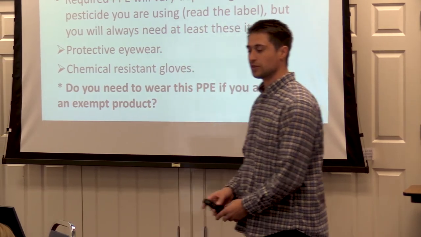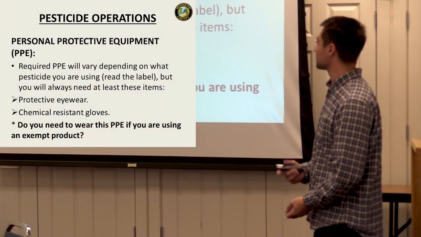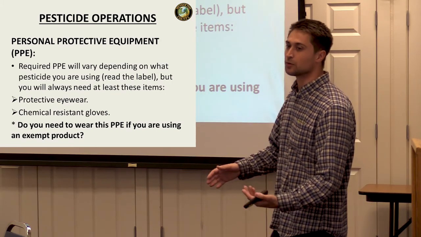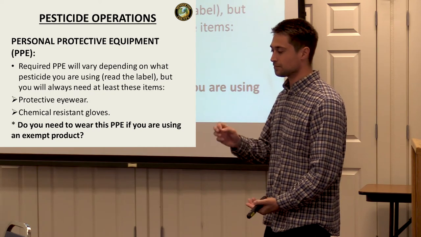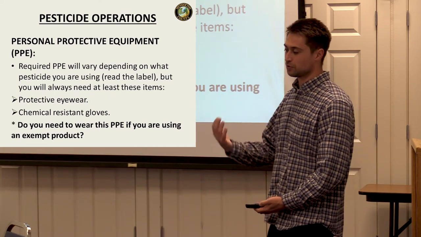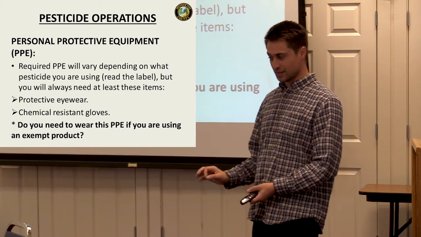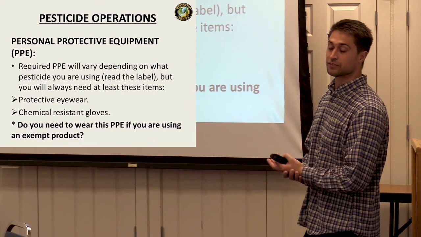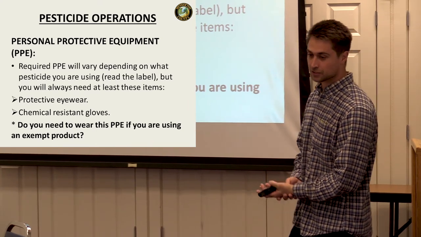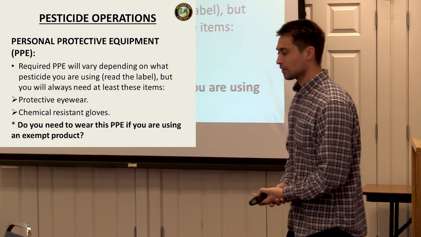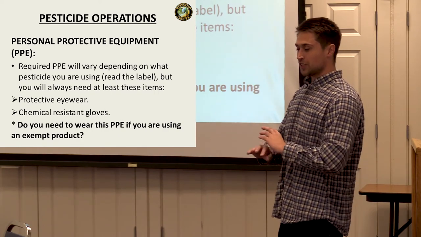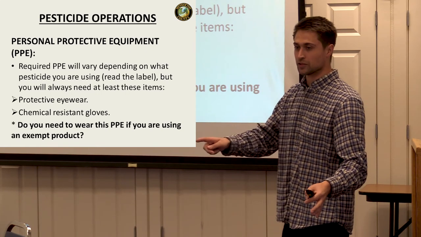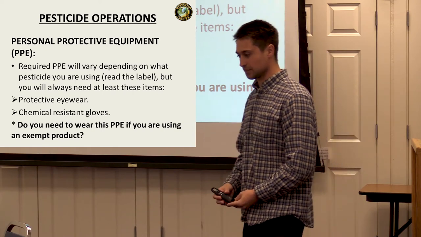So we kind of went over this already a little bit. Personal protective equipment. This is going to vary depending on the label and what you're using. But if you're an employer and you have an employee spraying, they always have to have these items. This is protective eyewear, chemical resistant gloves. They have to be at least 14 mils thick. So that's a good note to write down. So if the label said you don't have to wear anything, you still have to wear those two things, exactly.